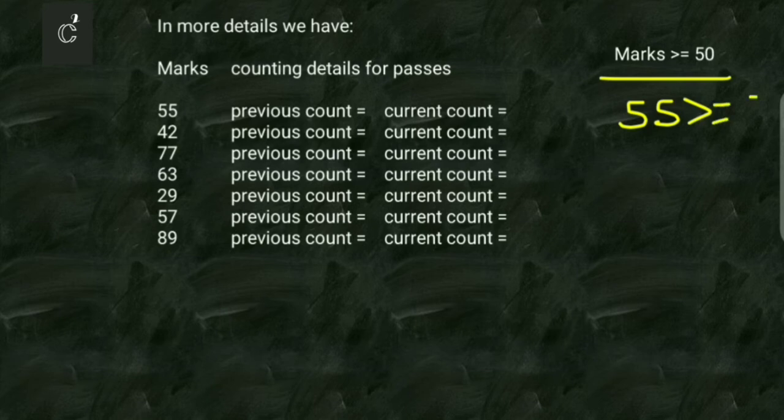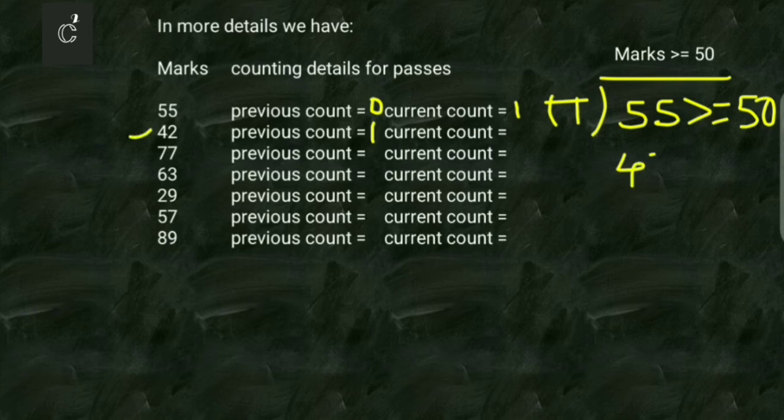First one is 55. 55 is greater than or equal to 50. Since this is a true criterion, we are going to give 1 to the current count. So current count will be 1. We had initialized previous count to 0. The second condition will be checked, and the previous count 1 will be carried on from the current count. Is 42 greater than or equal to 50? Since it is false, we will not increment the current count. The current count will remain the same, 1.